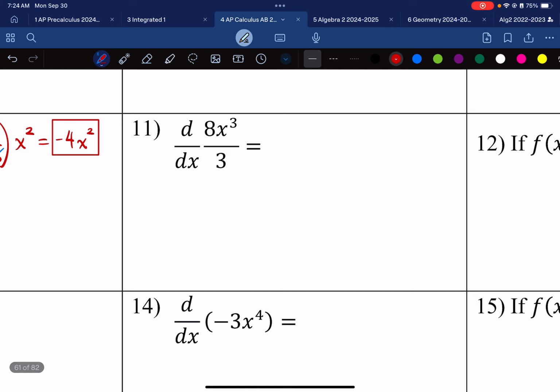In number 11, again, you should be doing this all in one step. The 3 is going to come down in front right here. The 3 and 3 will cross cancel, leaving behind just the 8x to the power of 2. So I can do that all in my head, but I want to show my work for this worksheet just in case students get confused.